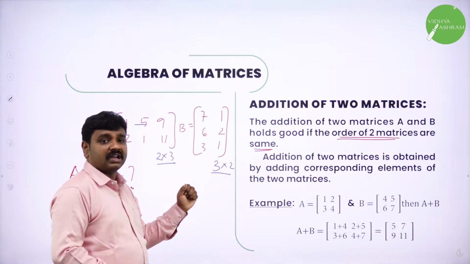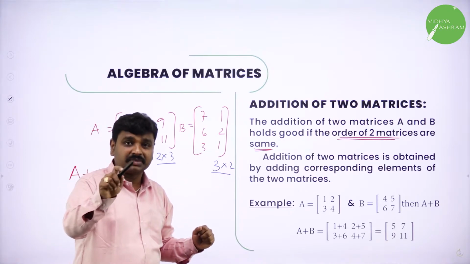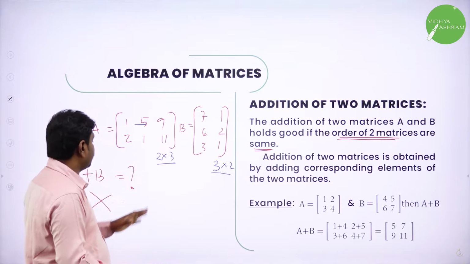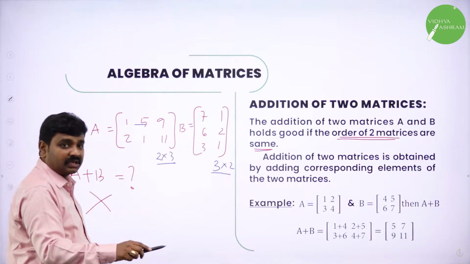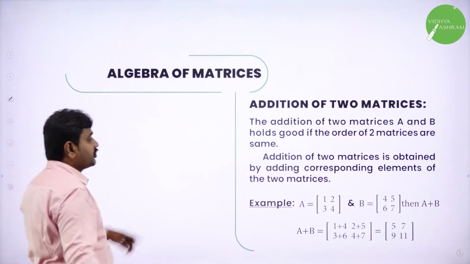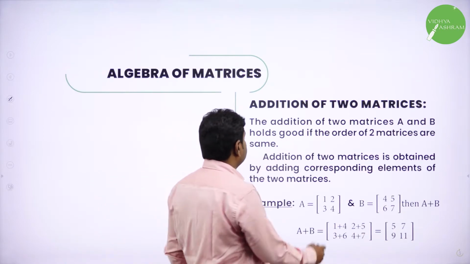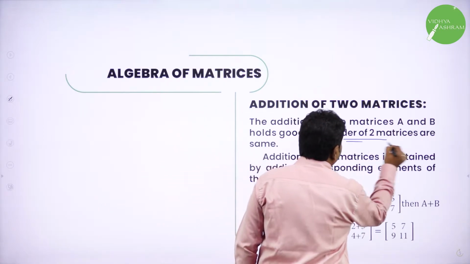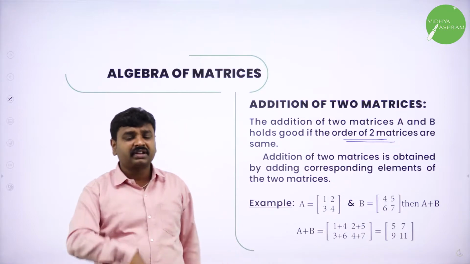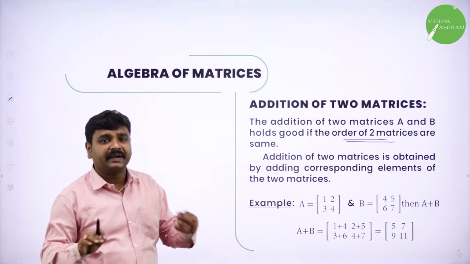They are not the same order. You know, m cross n is not the same as n cross m. So both have different orders, and A plus B is not possible. So what is the first rule? The addition of two matrices is possible if the order of the two matrices is the same. If they have the same order, then you can add, otherwise you cannot add.